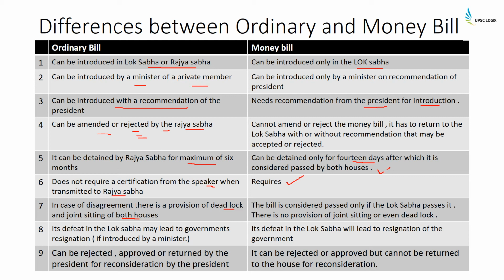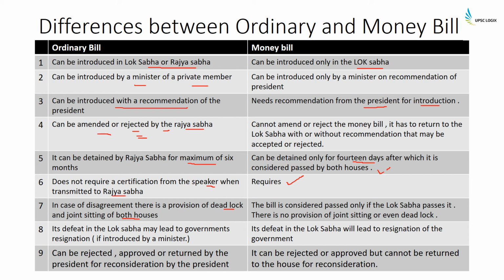The ordinary bill, if it is introduced as a government bill and it gets rejected in the Lok Sabha, then a no confidence motion can be passed and the government may have to resign. A money bill's defeat will actually end up in the resignation of the government, because it is always introduced by the minister on the recommendation of the President, and its defeat means that the parliament has lost faith in the government. Therefore it is essential that a money bill is passed in the Lok Sabha.